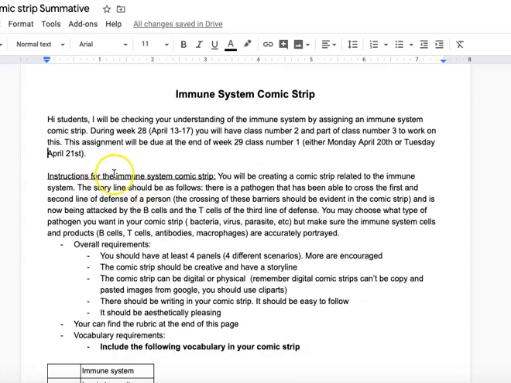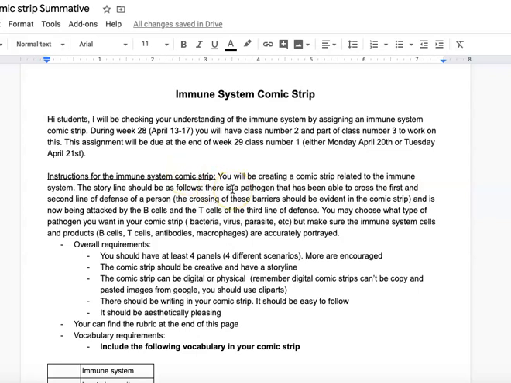So, the instructions for the immune system comic strip. We've seen already a little bit of the immune system, so I'm going to be checking your understanding of it. You will be creating a comic strip related to the immune system. The storyline of that comic strip should be as follows.